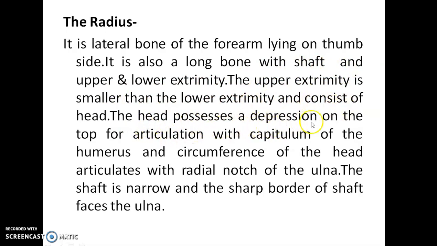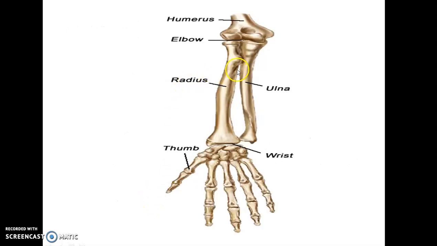The head possesses a depression on the top for articulation with the capitulum of the humerus, and the circumference of the head articulates with the radial notch of the ulna. The shaft is narrow and the sharp border of the shaft faces the ulna. This is the structure of our radius, and here is the structure of the ulna. Here is our humerus which is articulating with the radius and the ulna, which is articulating with our radius.